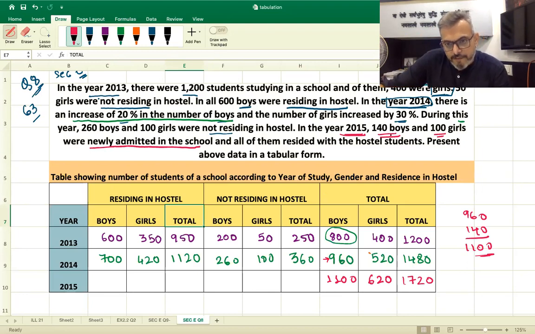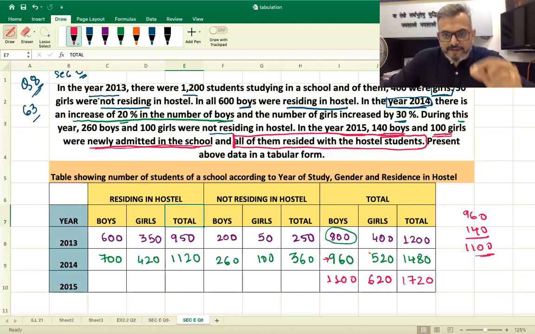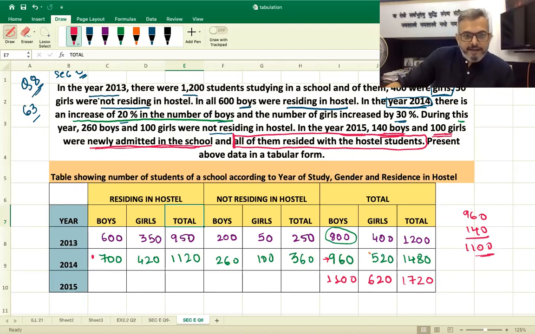This 140 boys and 100 girls were newly admitted in the school, and all of them decided that we will be residing in the hostel. They all decided that we will be residing in the hostel. Now hostel का situation क्या था 2014 का? There were 700 boys. नए जितने भी boys आए वो सब हॉस्टल में चले गए. तो अब हॉस्टल में बॉयज हो गए 700 plus 140 is 840.